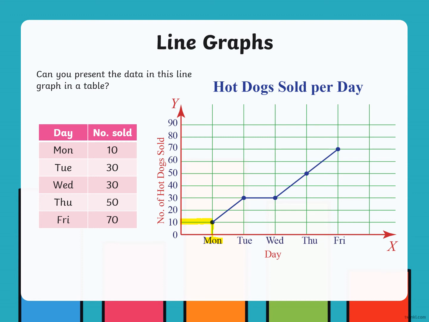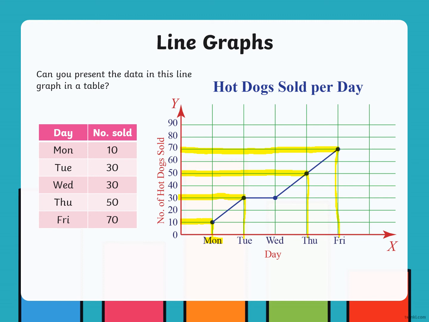Similarly for Tuesday, we can go up and then across, 30, as is Wednesday because it's level on the y-axis with the Tuesday value. Thursday, again we can go up vertically and then across. That's 50. And Friday, we can go across and see that it is 70.